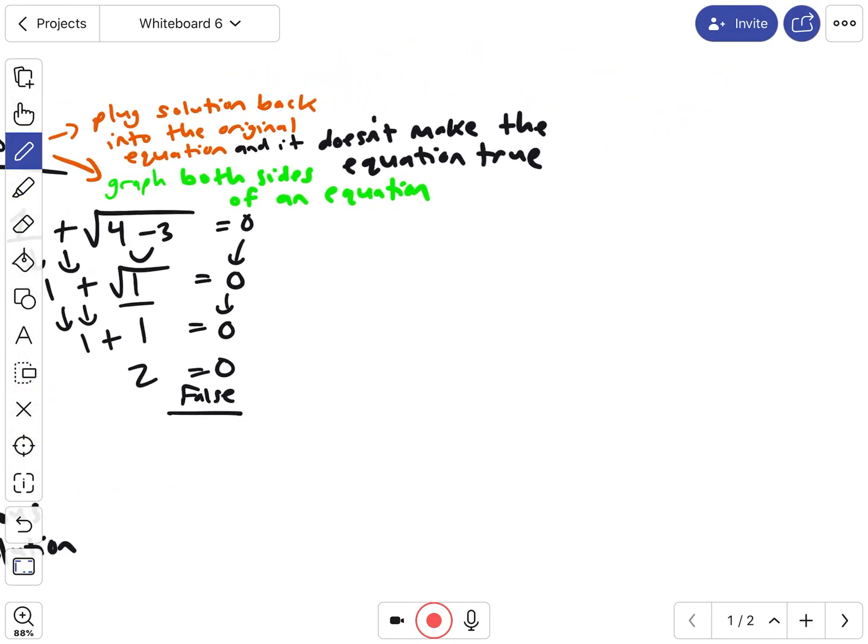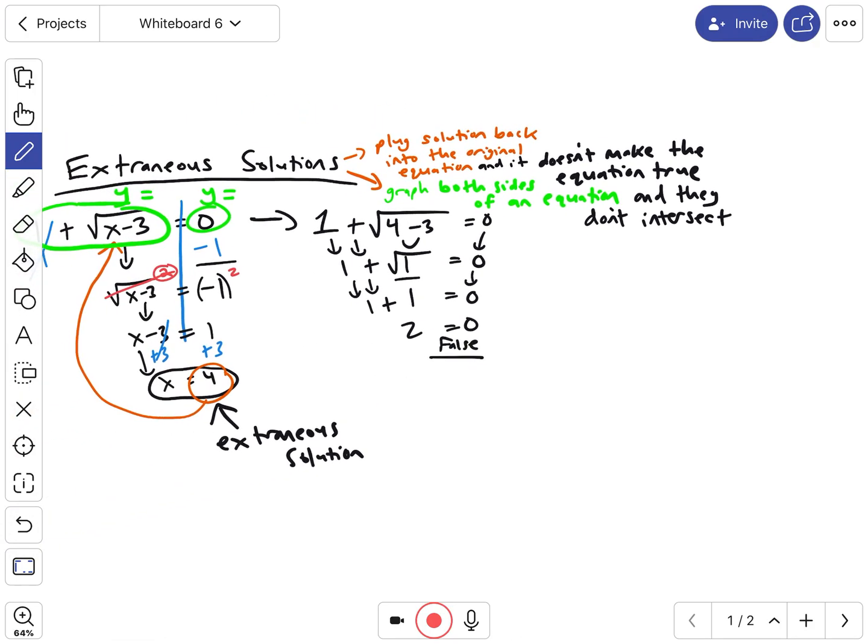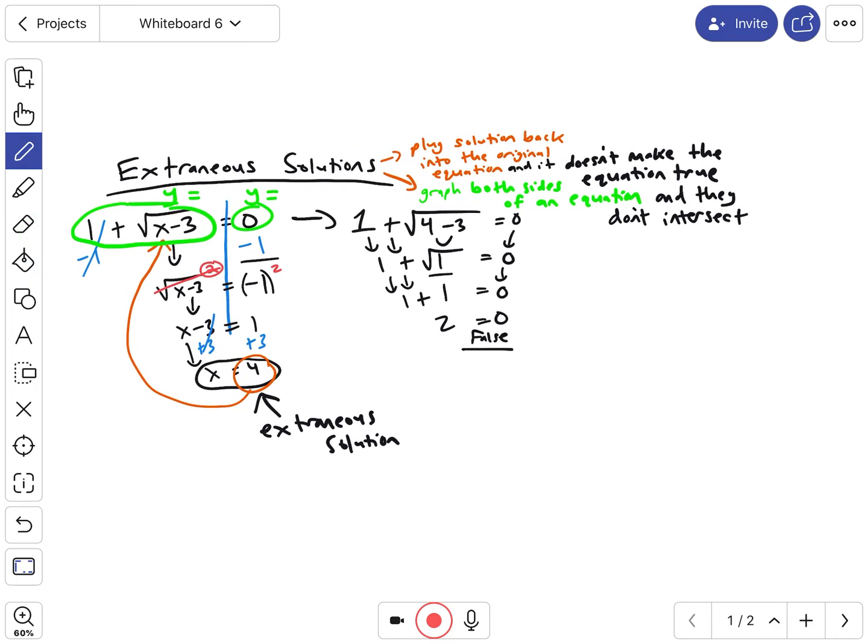So if you graph both sides of an equation and they don't cross or intersect, then you have an extraneous solution as well, which this is, because these don't cross. So those are two different ways of checking for extraneous solutions: taking the answer and plugging it back in to see if it makes it true, or graphing both sides of an equation, y equals whatever this side is, y equals whatever that side is, and seeing that they do not intersect. Those are the two methods of checking for extraneous solutions.